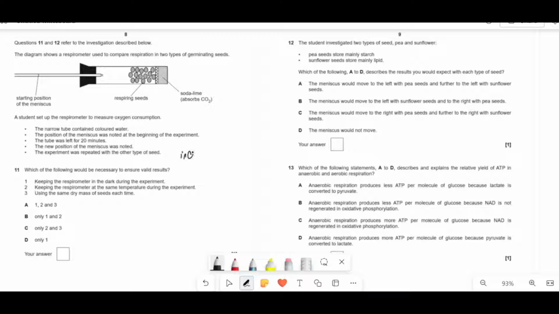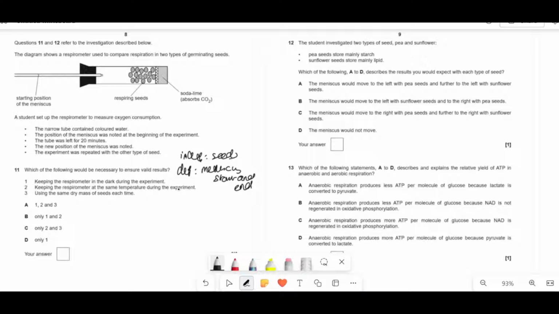So in these kinds of questions, think of your independent and your dependent variable. Independent is what you're changing. So in this case, they are changing the seeds. The dependent variable is what they are actually measuring here, which is the meniscus start and end. So what are they actually changing versus what are they actually seeing and measuring as a result of the change? Not necessarily just respiration and germinating seeds. Just think specifically about these two, because these are the only two things that are allowed to change. Everything else must stay constant.